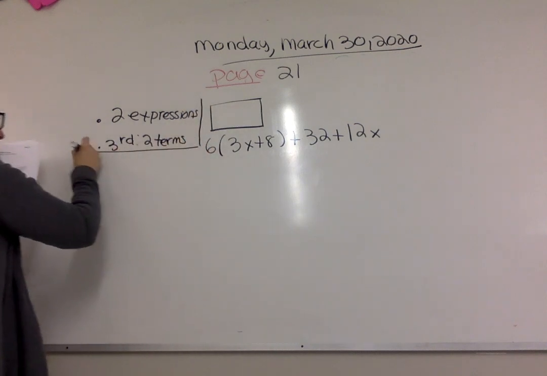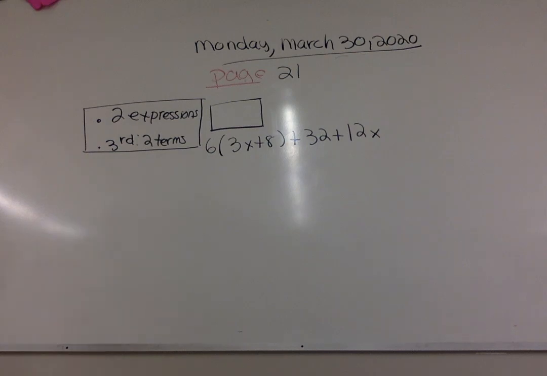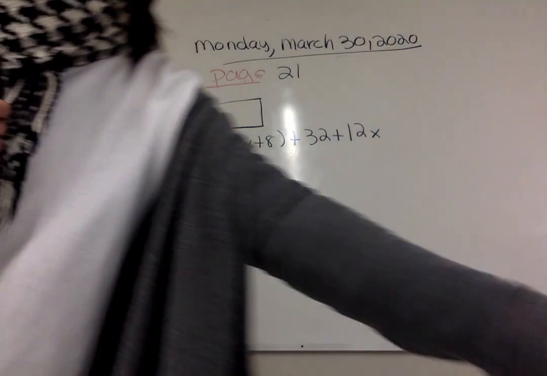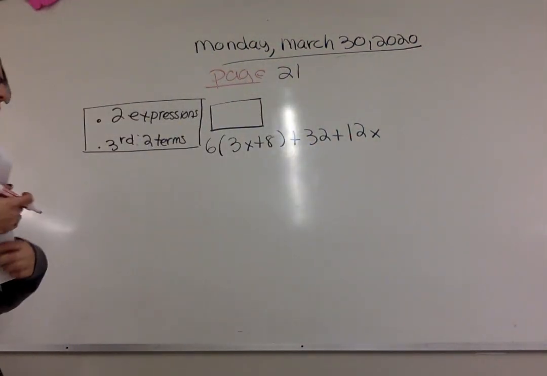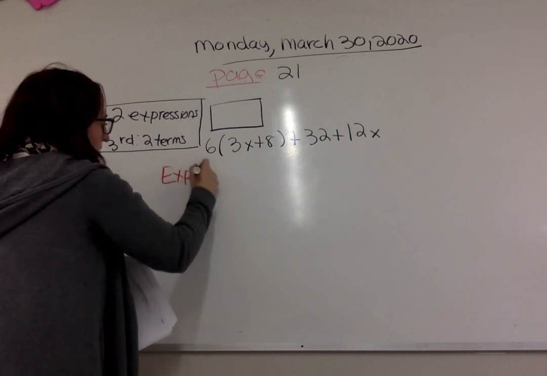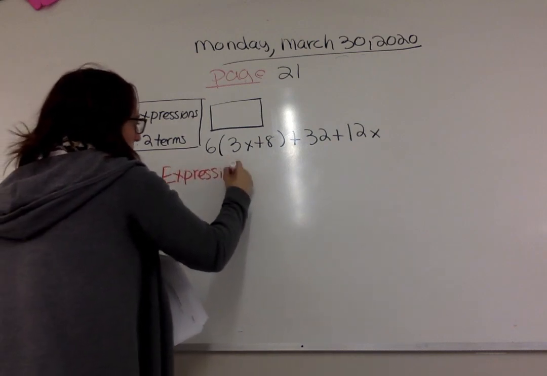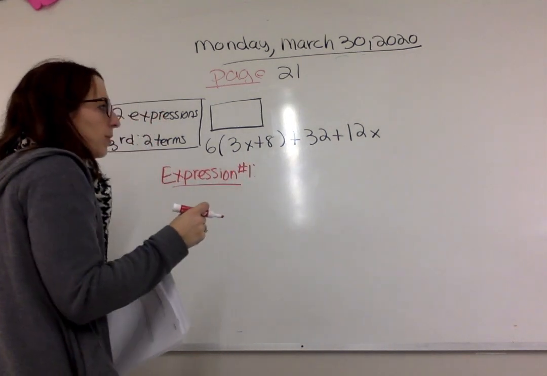This is the task. Okay, so I'm going to repeat that again. We have the square. This is the expression. We need to come up with 3 expressions, but one of them has to have 2 terms. So let's look at expression 1. Expression number 1. We're going to now use the distributive property.